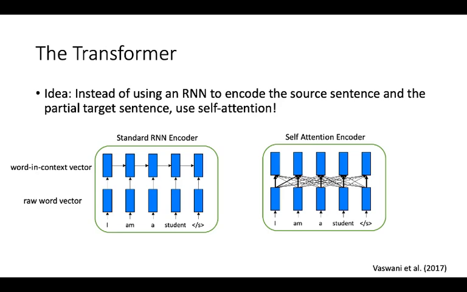So what it does is, for example, when we want to compute the higher representation of "I" here, we have self-attention over the other words, and then we have a weighted sum over the other words, and then we can compute the representation here.